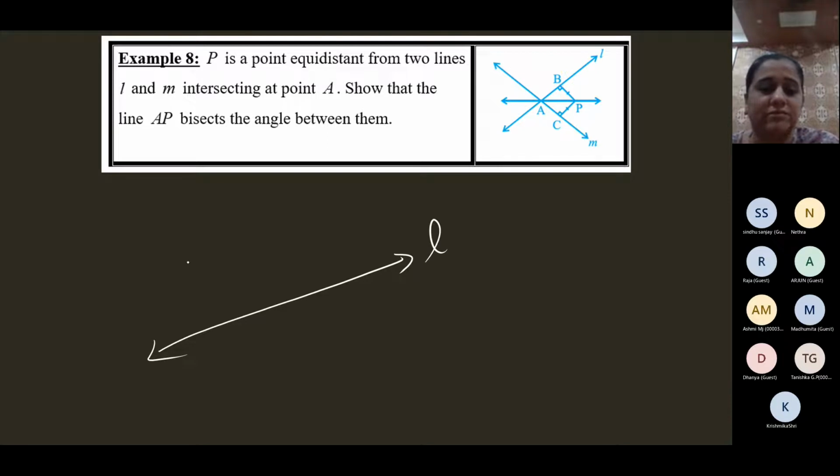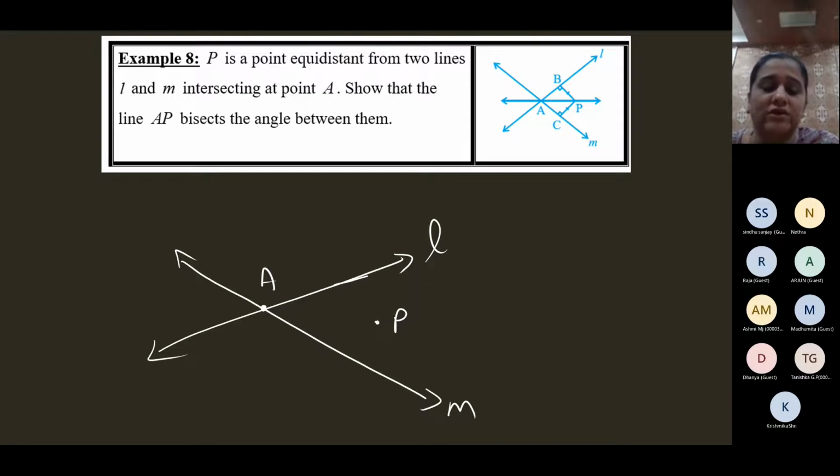Two lines L and M intersecting at the point A. And P is a point which is equidistant from the two lines. So I was telling you, these are the two lines. L and M are the two lines. So now P is a point which is equidistant from the two lines.